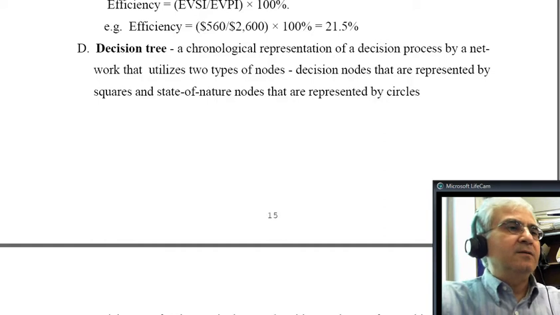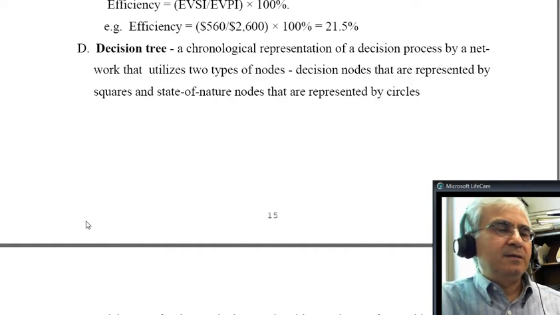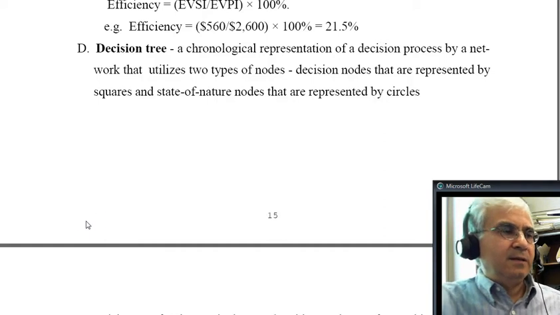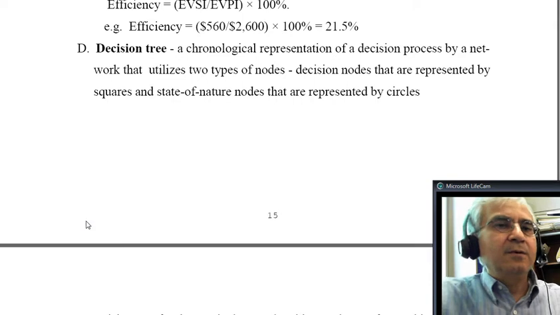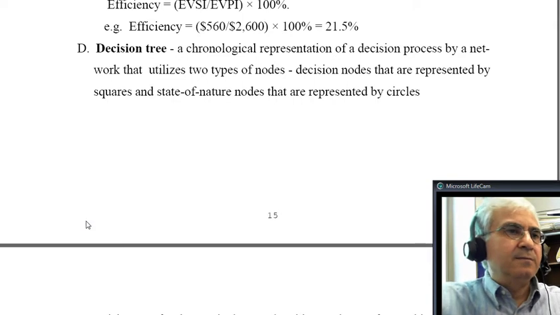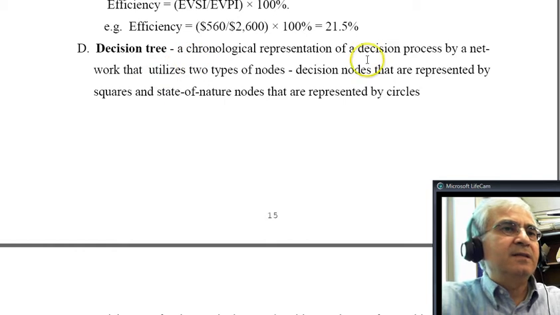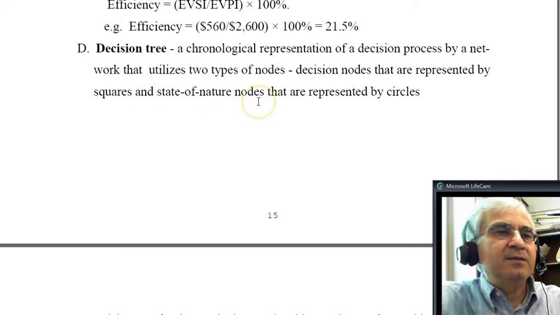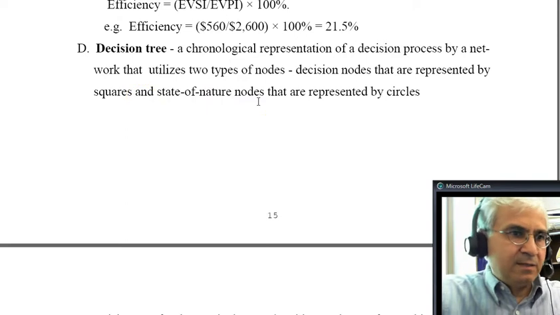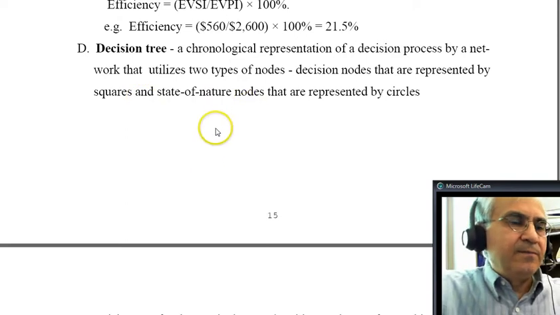Yeah, in this video, we're going to talk about decision trees and about calculating posterior probabilities. Please note that a decision tree is really a chronological representation of the decision process by a network that utilizes two types of nodes, a decision node, which we represent by a square, and the state of nature node, which we are going to represent by a circle.